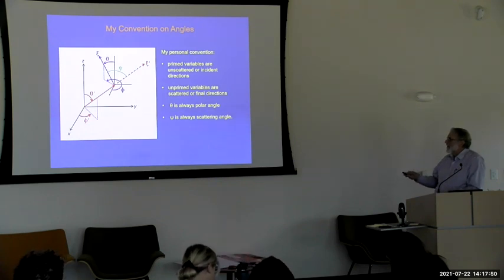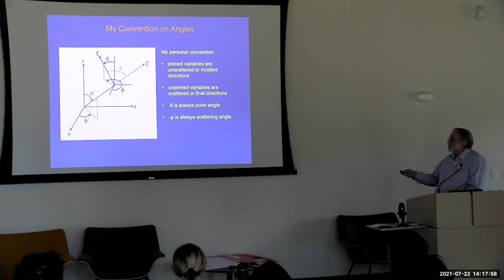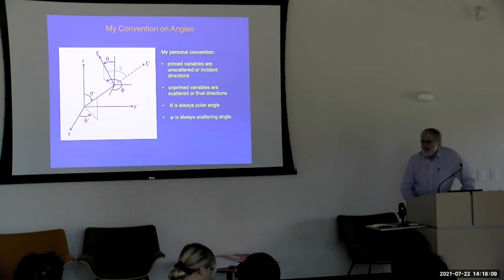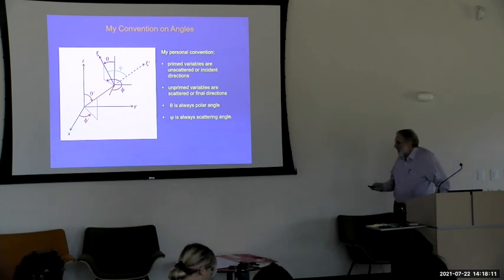And I always use unprimed variables for the scattered or final direction. And then theta always refers to polar angle in the coordinate system, but the polar angle relative to the direction the light was going initially and then scattered, that's the scattering angle psi. And that's just the way I've been doing things for decades. Yeah, Colin. So then what was alpha in your previous slides? I didn't put it on here.